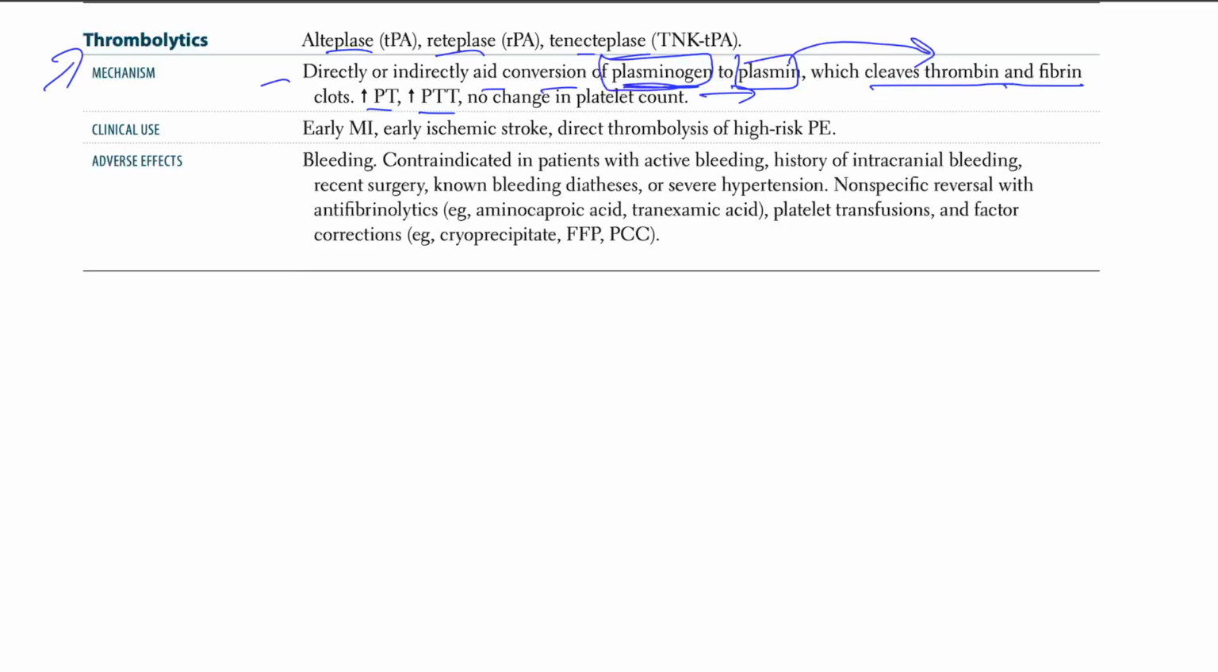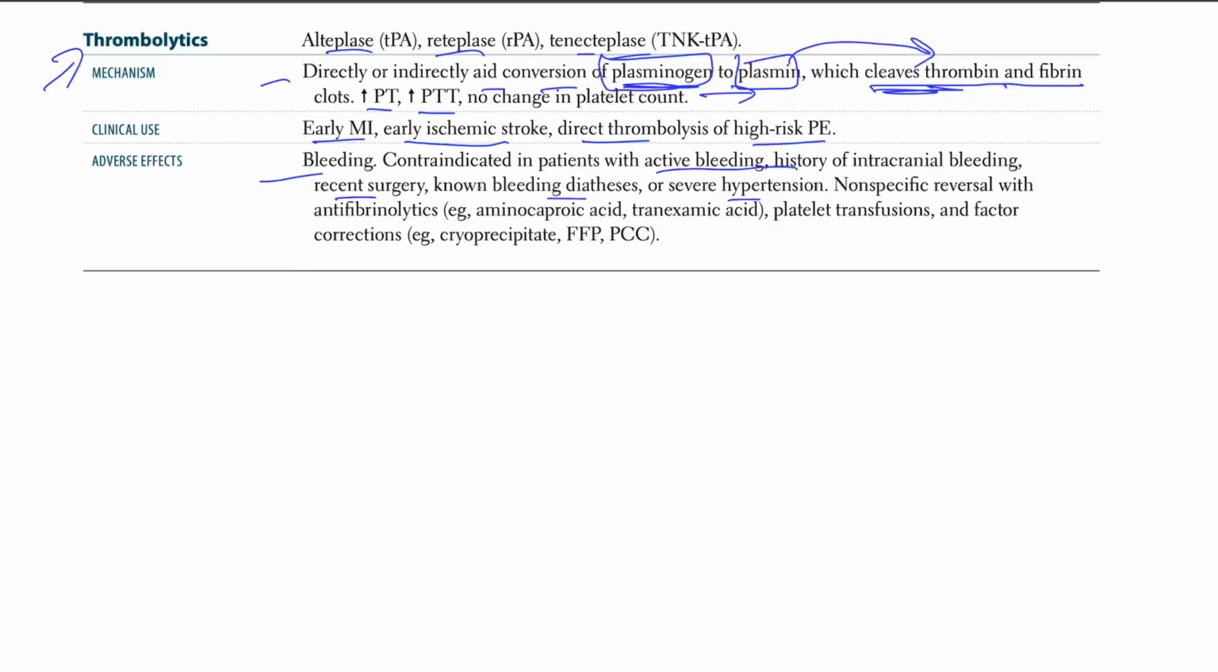Okay. What is the clinical use of these things? You can give them in early MI, early ischemic strokes, direct thrombolysis of high-risk PE. Adverse effects: bleeding, because you have cleaved the thrombin, which leads to bleeding. Contraindicated in patients with active bleeding, history of intracranial bleeding, recent surgeries, known bleeding diathesis, or severe hypertension.